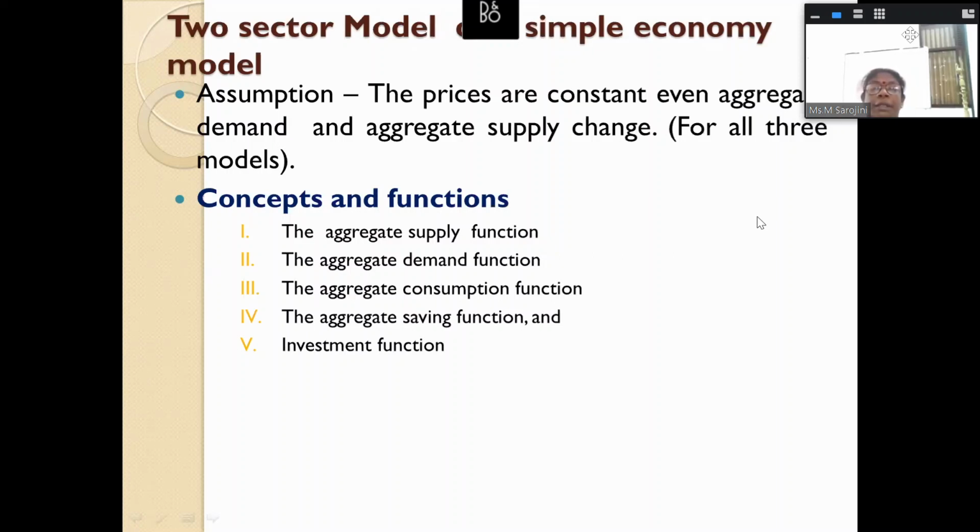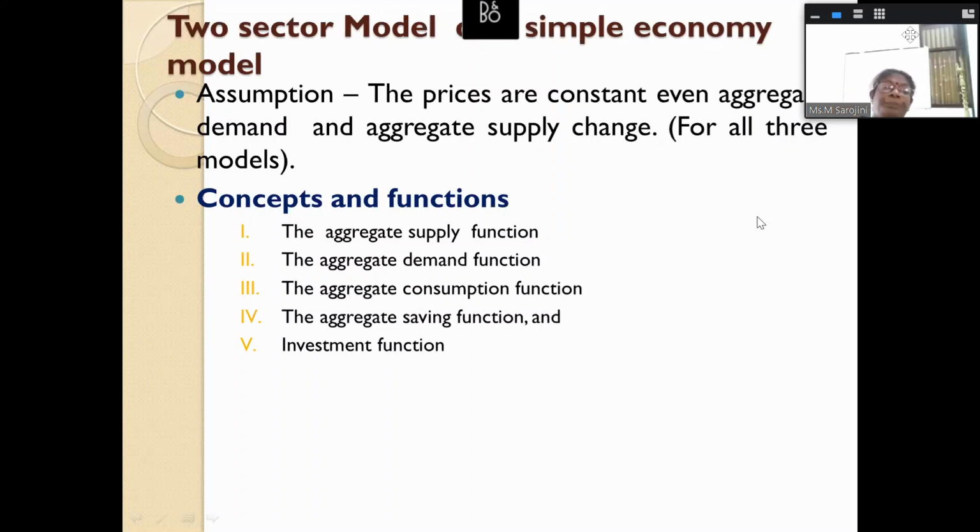Also, the assumption for the two-sector model is that the prices are constant, even when aggregate demand or aggregate supply changes, right? For example, if there is no change in the aggregate supply, but a change in demand, that may change the prices. Likewise, if there is no change in the demand, while there is some change in the supply, that also varies the prices. But here we assume whether there is a change in the demand or the supply, there is no change in the price level. That means the prices are constant throughout the economy, right? This is again applicable for all the models, that is the two-sector model as well as the four-sector model.